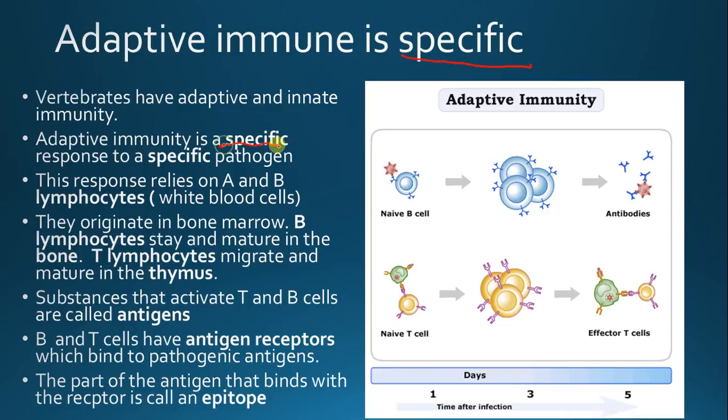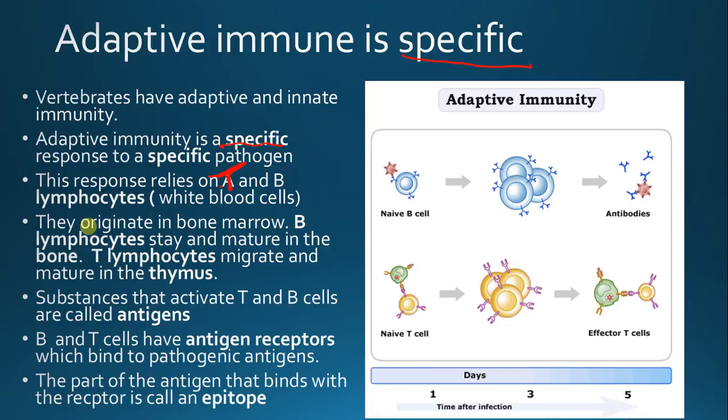So it is specific. And the primary actors in this response, it relies on T and B lymphocytes, which are types of white blood cells. These lymphocytes, the T and B lymphocytes, originate in the bone marrow. Just like all of your blood cells, they're made in the bone marrow. Some people have bone marrow transplants because they aren't able to produce enough blood cells.